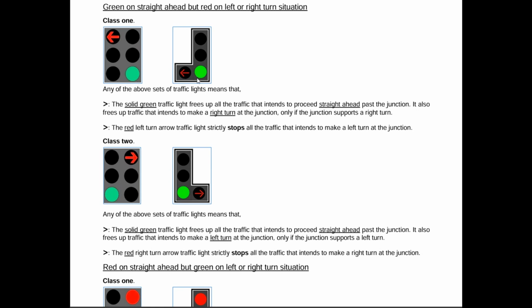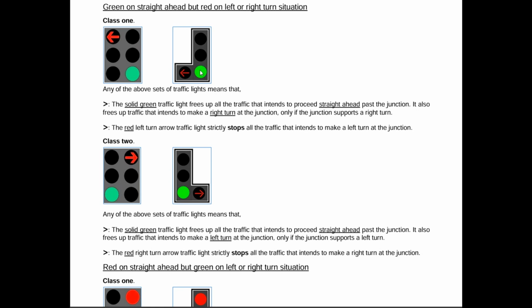So if you're proceeding straight ahead, your traffic light is the green one. We could have another situation where the junction supports a right turn, but there isn't a right turn arrow traffic light installed along with the sets of traffic lights at the junction. Now what do you do? In this case, if you intend to turn right at the junction, you should move out with the motorists that are proceeding straight ahead.